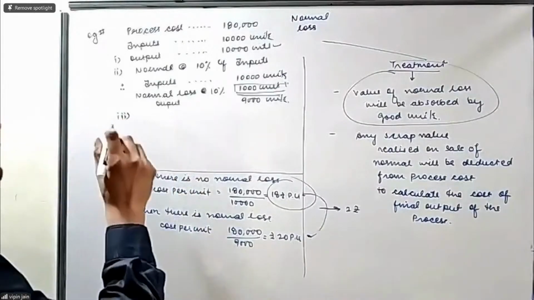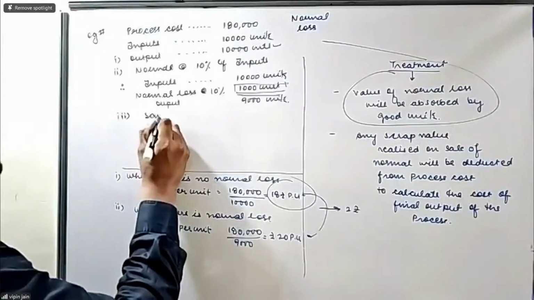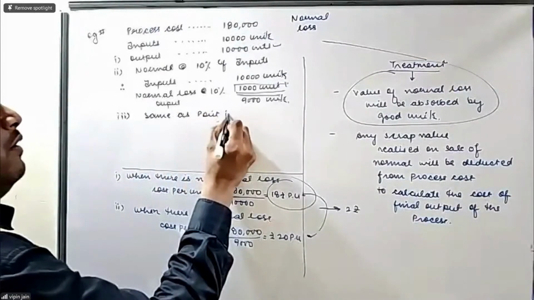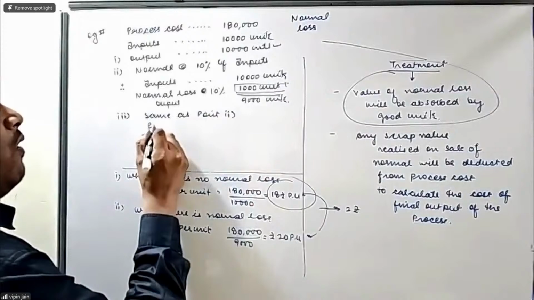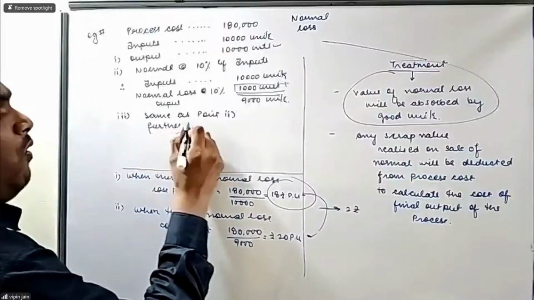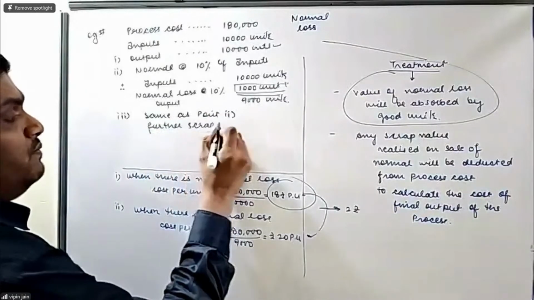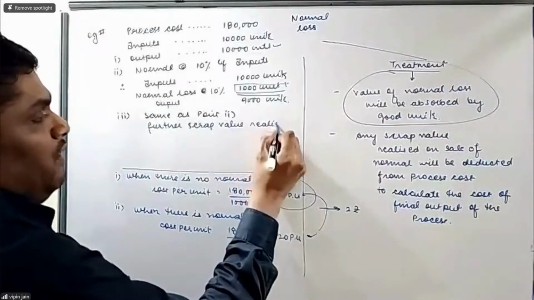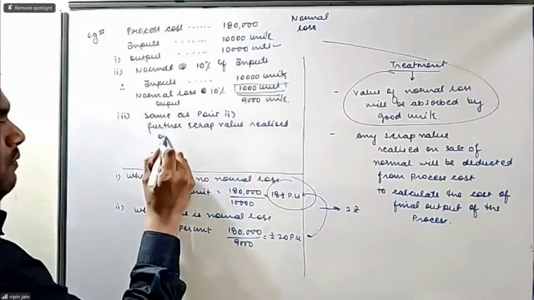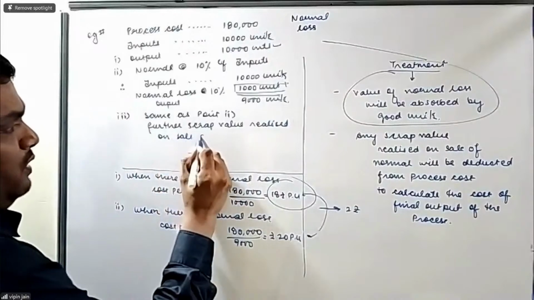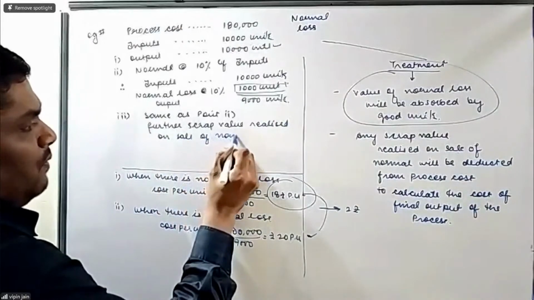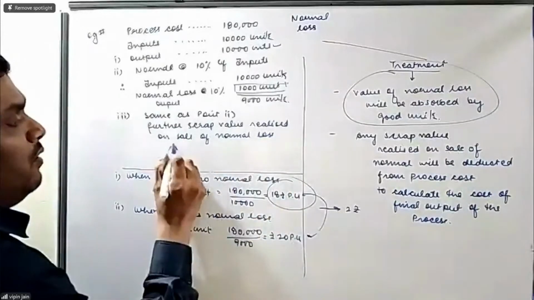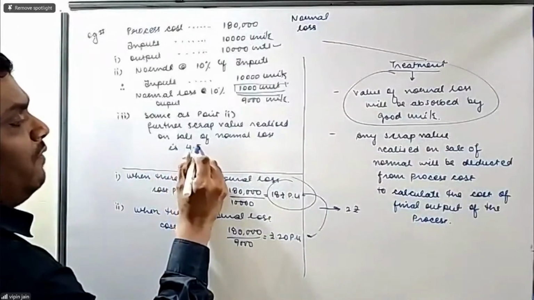Let's take one more situation, wherein, same as case 2, further scrap value realized on sale of normal loss is 4.5 per unit.